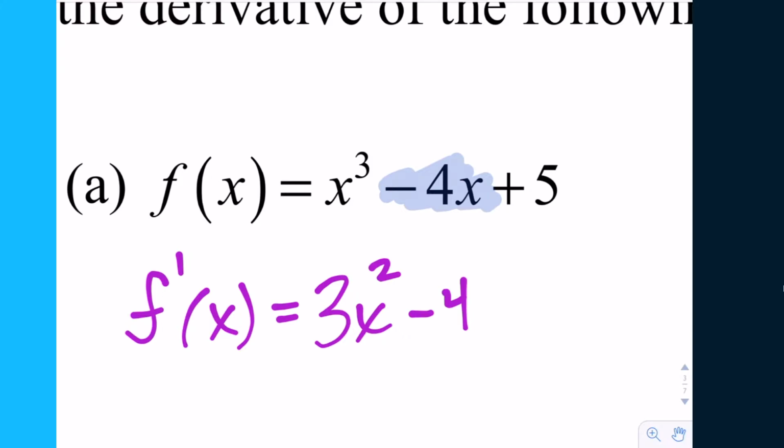A line. And what do we know about the slope of a line? It is a constant, right? So it's mx plus b. So the slope of a negative 4x is constantly a negative 4. And then what would be the derivative of 5?